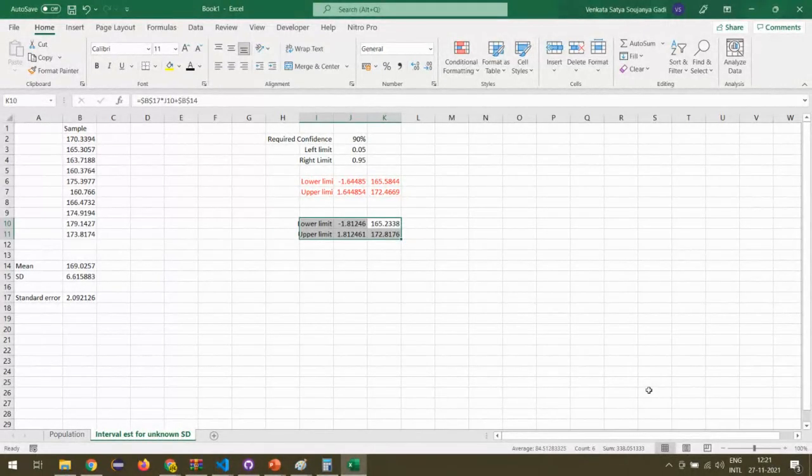But you said it was wider, but I see the same values. I don't see how it is wider. You can see from here, it is minus 1.6 and here it is minus 1.8. Okay. And we use t distribution when we don't have the standard deviation? Yes, the standard deviation of the population.